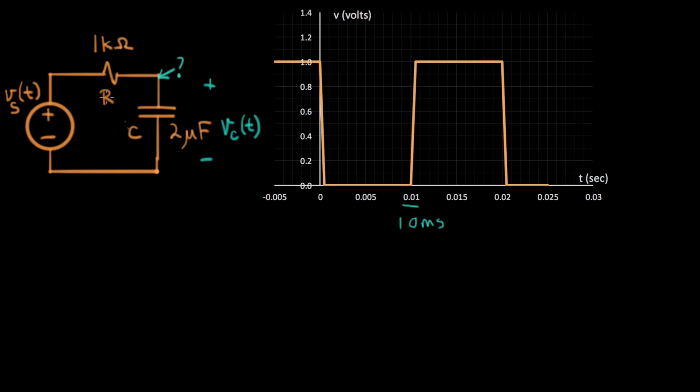All right. So first thing I need to know is what's the RC time constant. So RC equals 1,000, 1K times 2 microfarads. And that equals 2. K is plus 3, micro is minus 6. So this is 2 times 10 to the minus 3, or 2 milliseconds. So I can actually go over right here to my chart, and I can put a spot right here at 2 milliseconds.